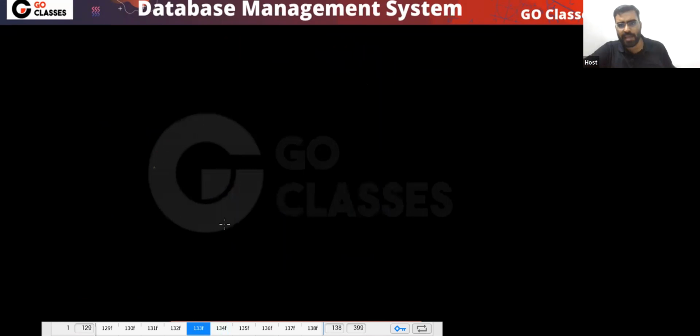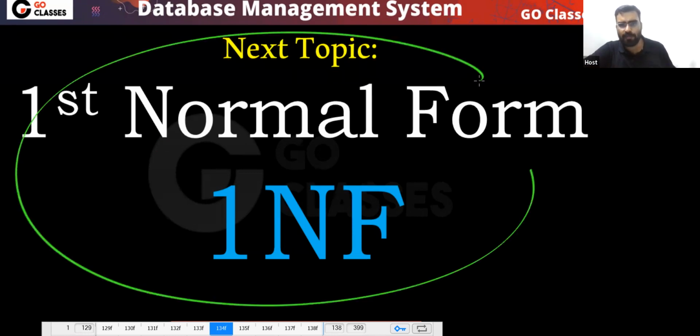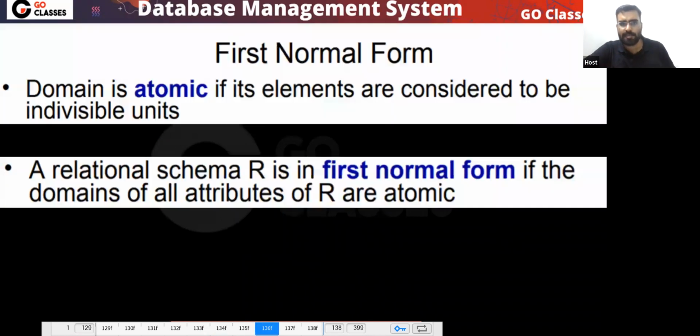This is very simple. Actually, every relation is in first normal form. In the relational model, every relation is in first normal form. So what is this first normal form? It says that the domain must be atomic. Domain is atomic means the elements are indivisible. You cannot divide the elements.